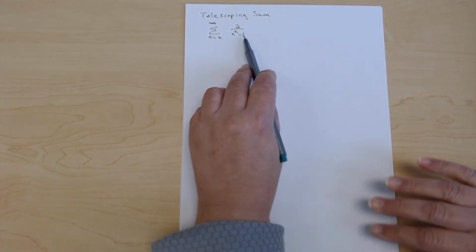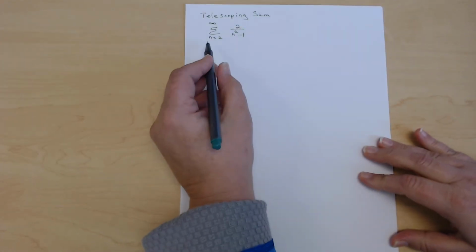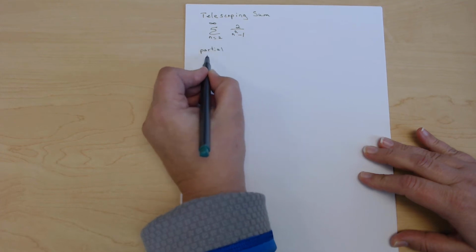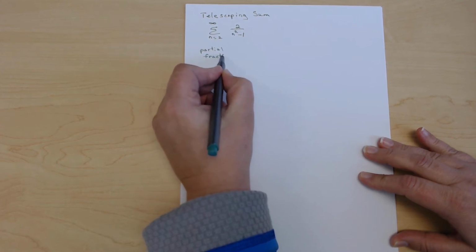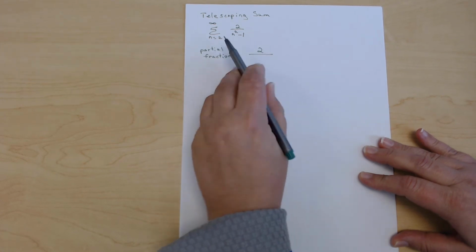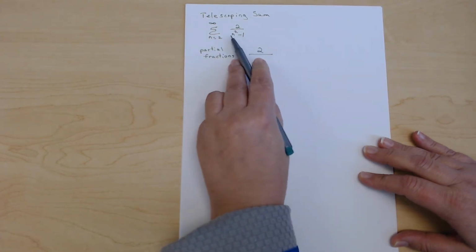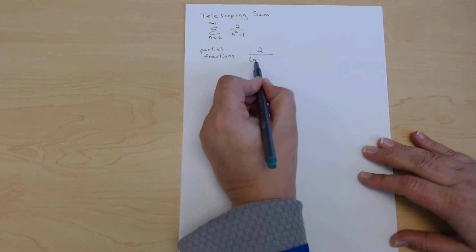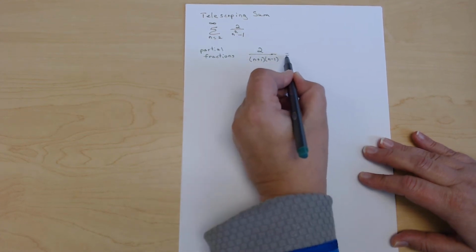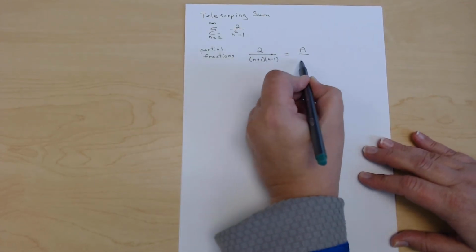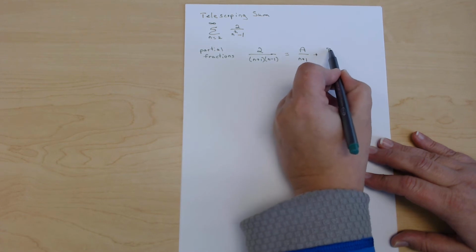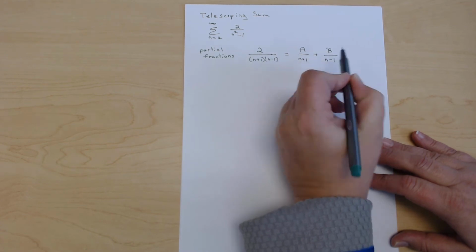But guess what? The first thing we need to do is partial fractions. So we have to do partial fractions. That is when we did 2 over, and we factored this. This factored to n plus 1 and n minus 1, right? We set it equal to a over n plus 1 plus b over n minus 1.